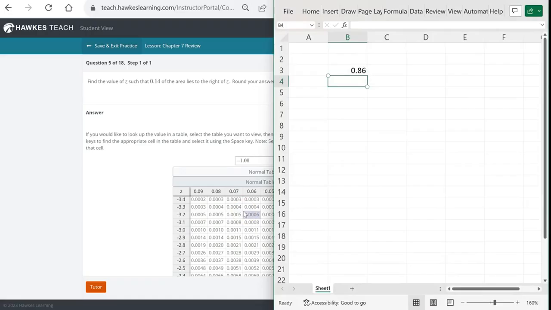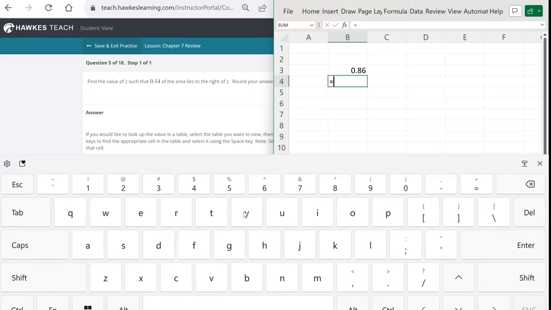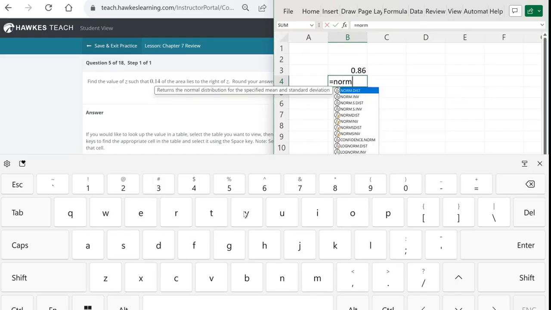Now to do this in Excel, I've got that 0.86. I'm going to also need that as I'm calculating. Again, Excel and our statistical tables always work with that area to the left, and so that's why I need that. Here in B4, I'm going to start the formula to find the z value for a given area under the curve. I'm spending a lot of time on this, I know, but hopefully it'll be valuable to you.